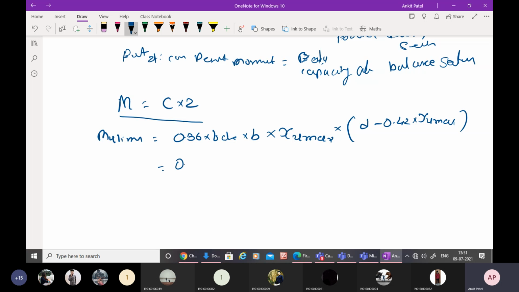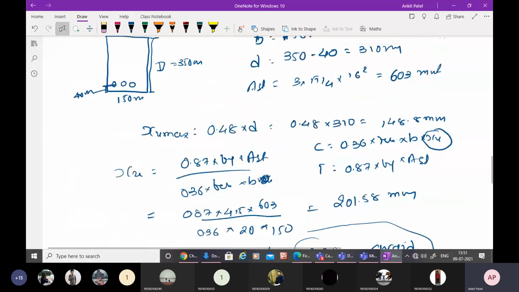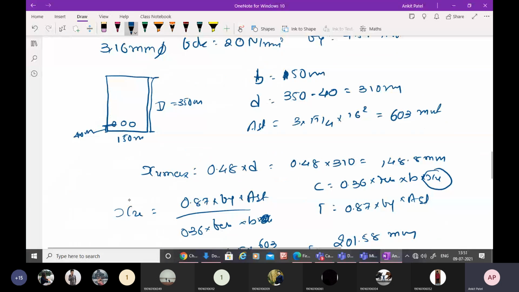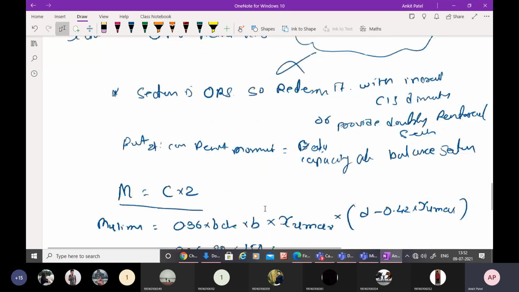So this is my 0.36 as it is. The value of fck is 20 in our case. Value of b, please use a calculator simultaneously, b is 150. Xu max that we have determined. And again, I have told you, if you have confusion between Xu and Xu max, then always keep this in mind: you have to use the minimum of these two. So which one is minimum? 148 and 201. So 148. Just write down 148.